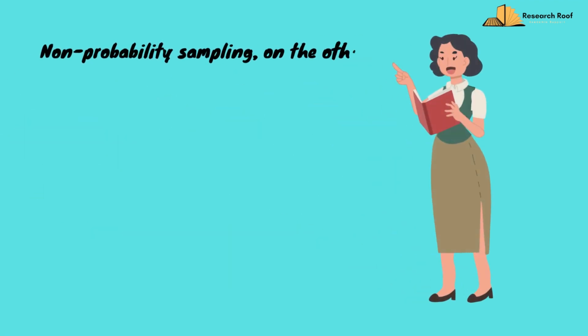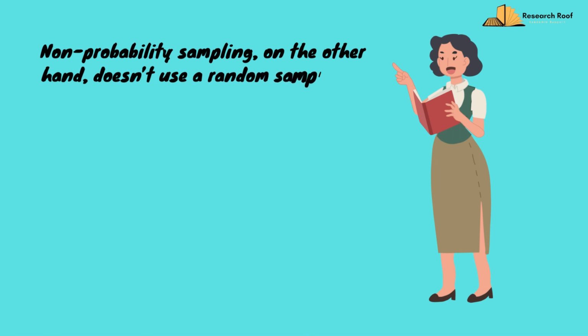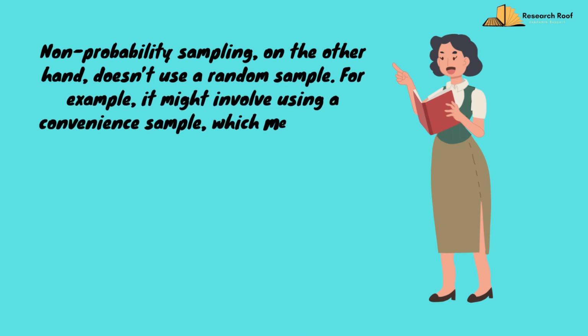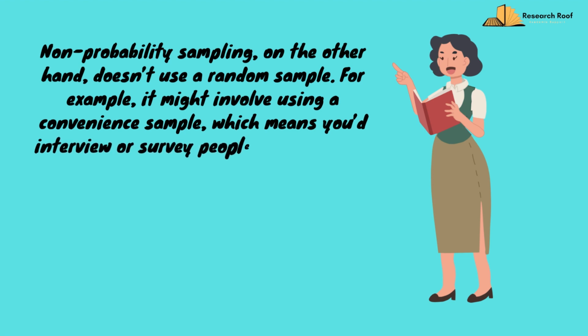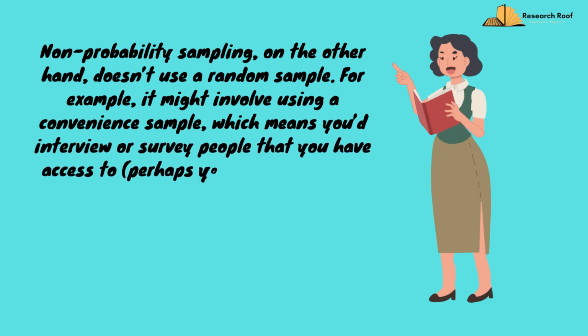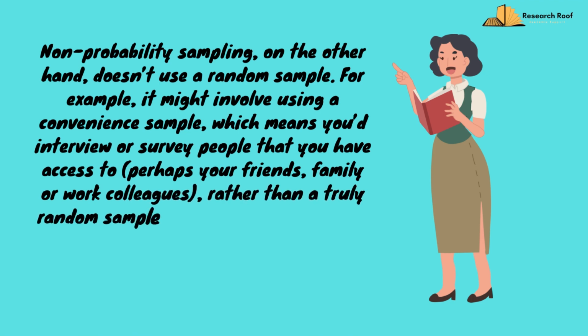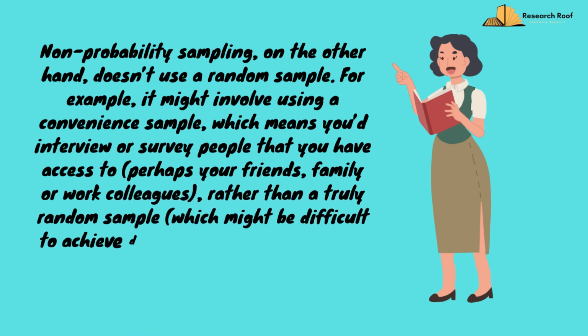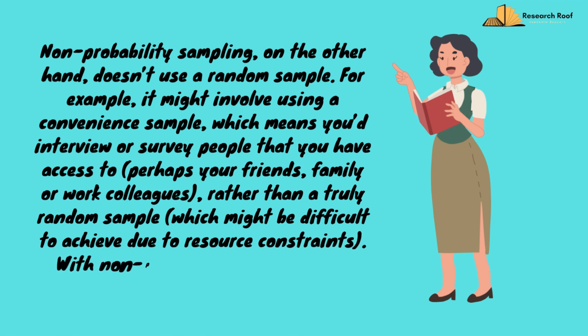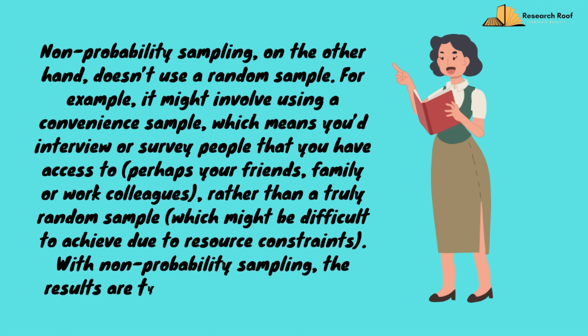Non-probability sampling, on the other hand, doesn't use a random sample. For example, it might involve using a convenience sample, which means you'd interview or survey people that you have access to, perhaps your friends, family or work colleagues, rather than a truly random sample which might be difficult to achieve due to resource constraints. With non-probability sampling, the results are typically not generalizable.